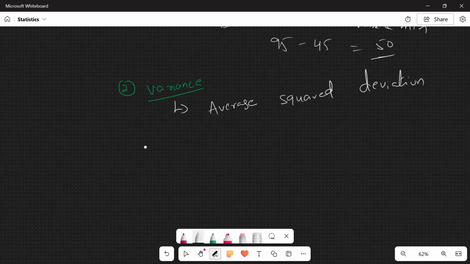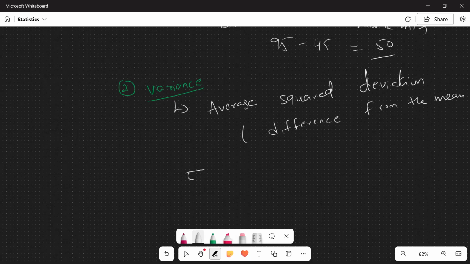I hope you understood exactly what the range is. Now we'll talk about variance. Variance means, as I already shared with you, average squared deviation, or you can simply say the average squared difference from the mean. That we can say is the variance.